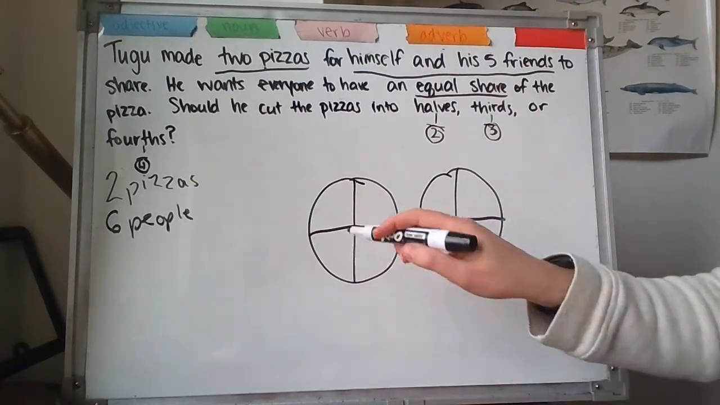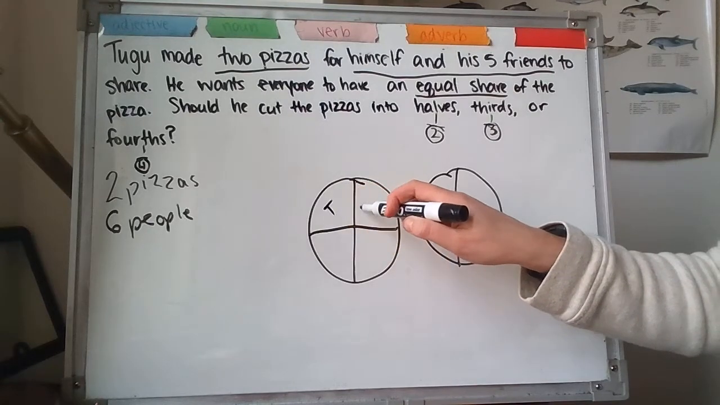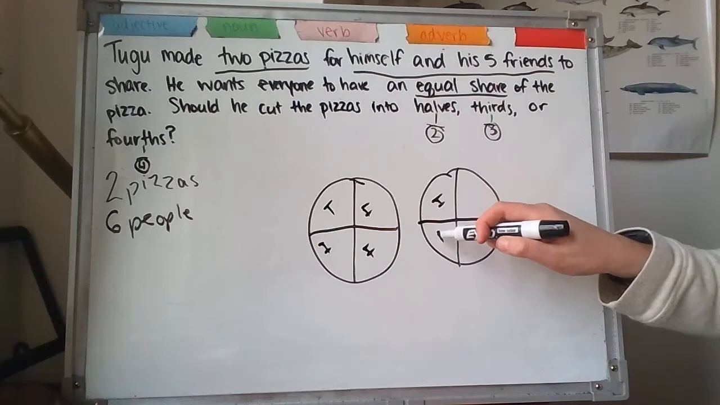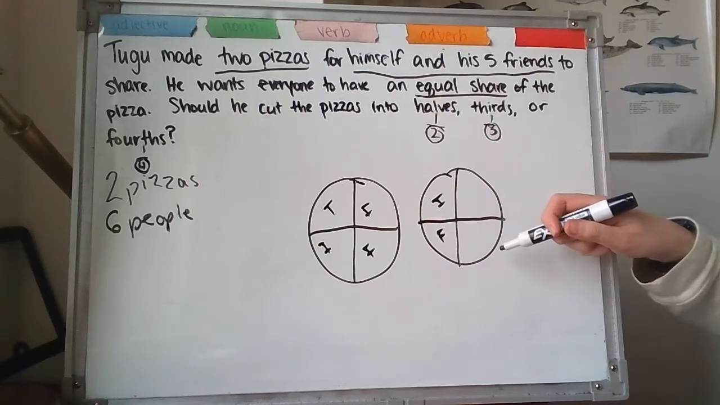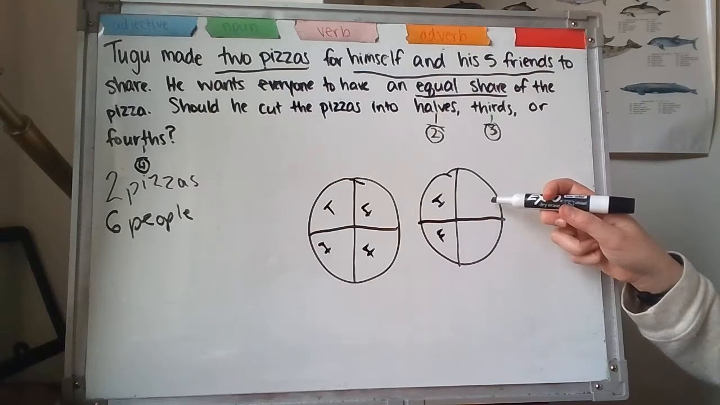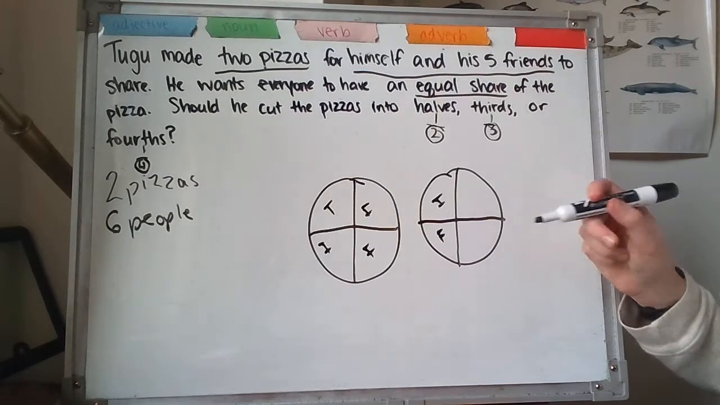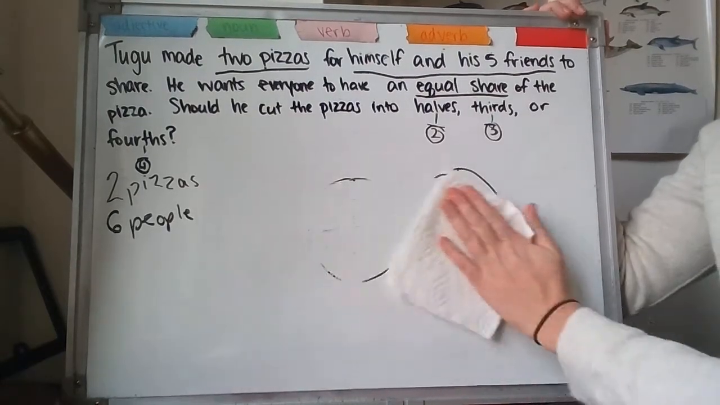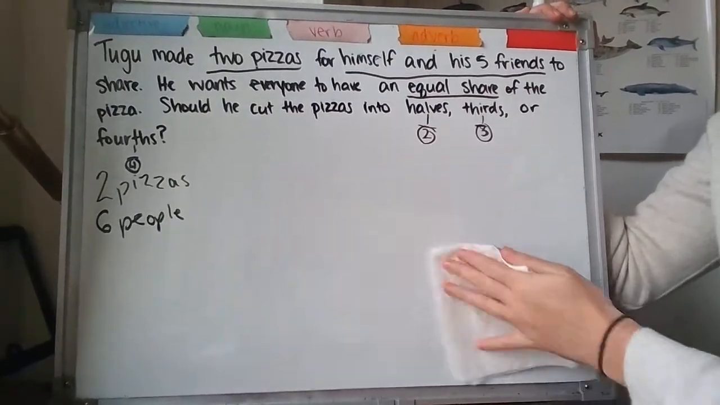Everybody gets 1 piece. So Tugu, his friend, his friend, his friend, his friend, his friend. That's 6 pieces. And then I have 2 left over. Oh, can they split those equally between 6 people? Woo. No. All right. Well, so then let's try thirds and see what happens.